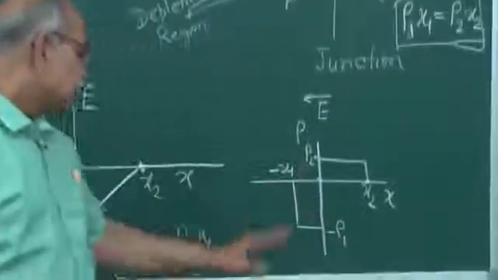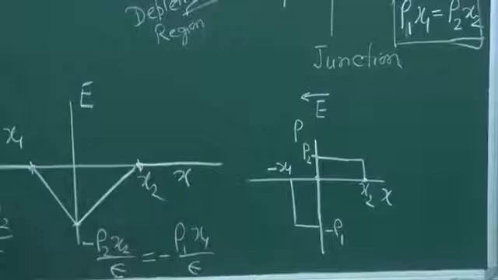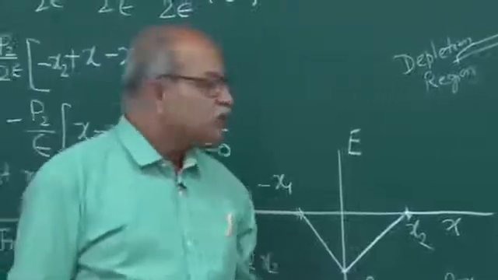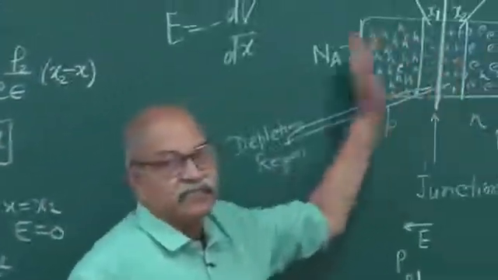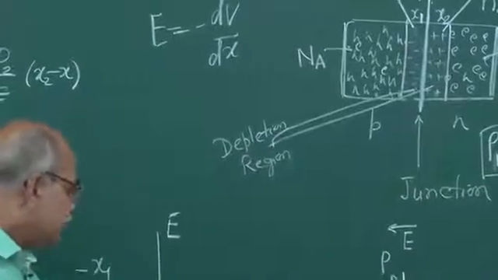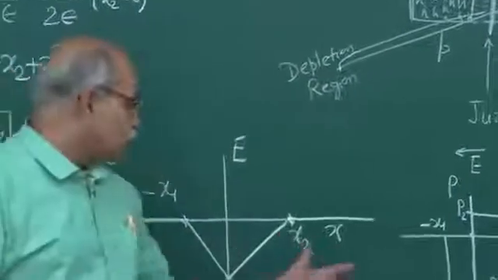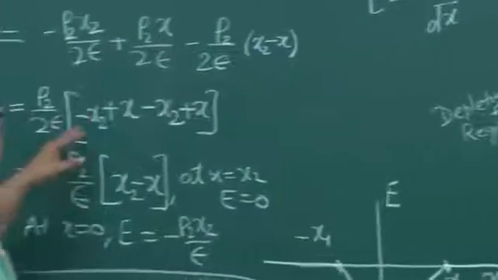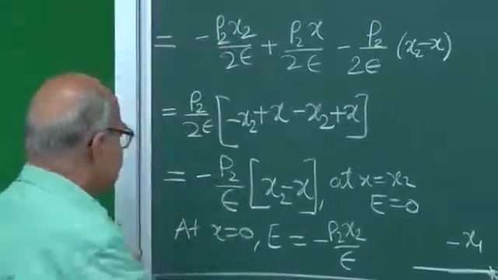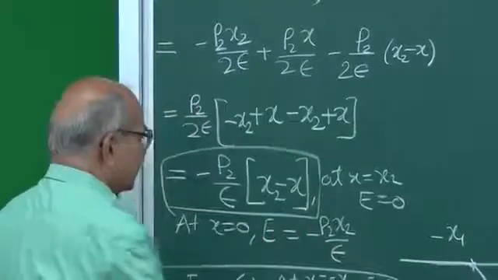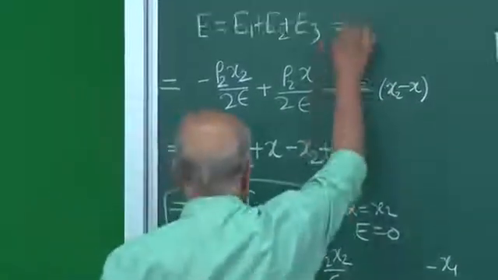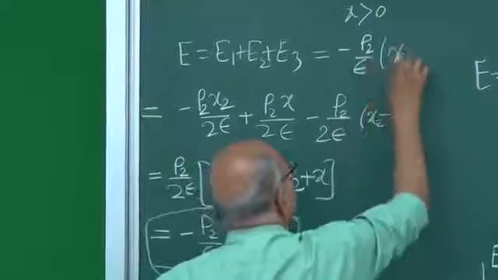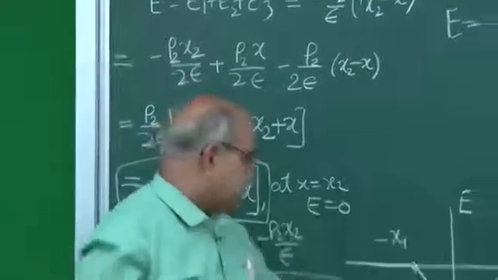So, this is that rho versus x distribution, and then from here we calculated E versus x, and that was this. Now, today we will be talking of a potential difference across this junction. To calculate that, we have this electric field. Let us try to do it in this region to the right of the junction. The total electric field is given by this expression: minus rho 2 over epsilon times x2 minus x. It is this straight line.